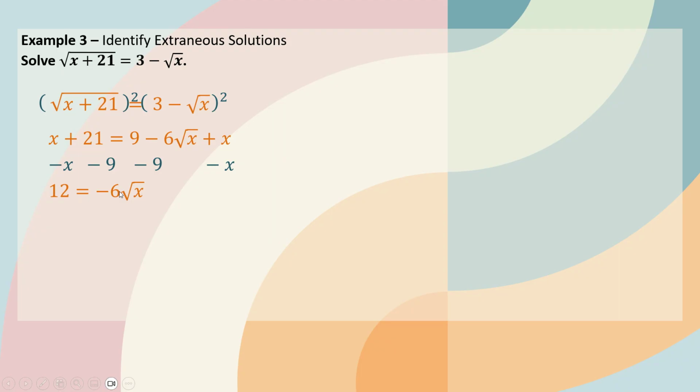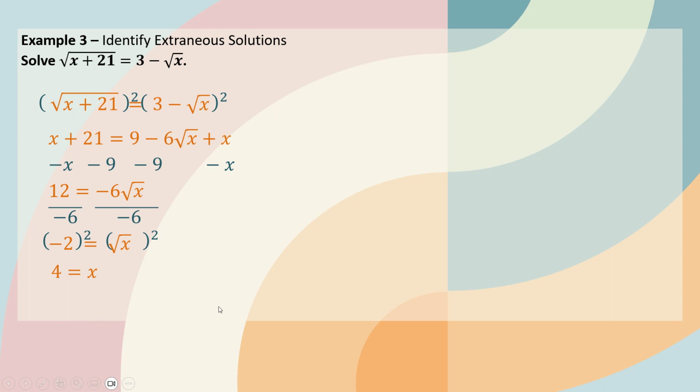So to isolate that radical, we're going to subtract x from both sides and subtract 9. Our radical is multiplied by -6, so I'm going to divide by -6 and then take both sides to the reciprocal power, or the inverse operation. Inverse of square root is square power. -2 squared gives us 4, and then square root and square power cancel each other out. So we got x equals 4.